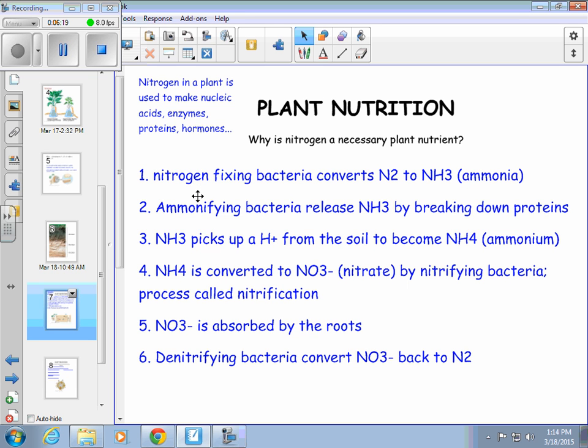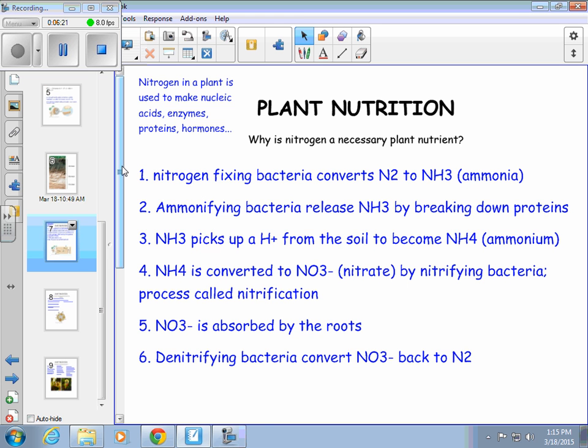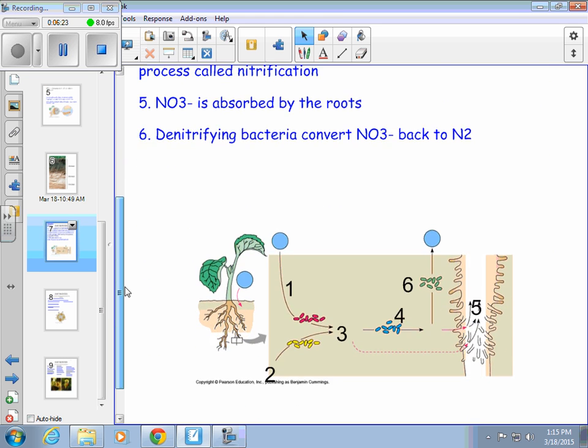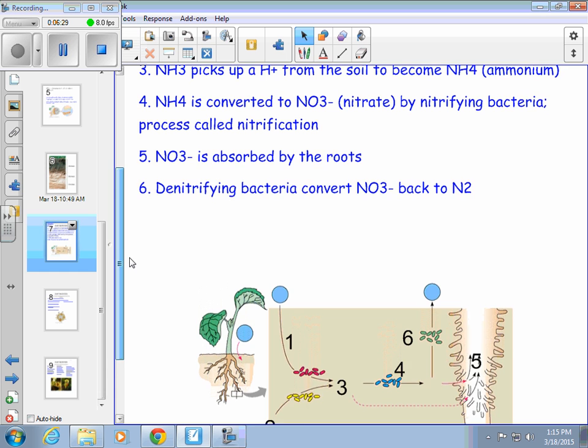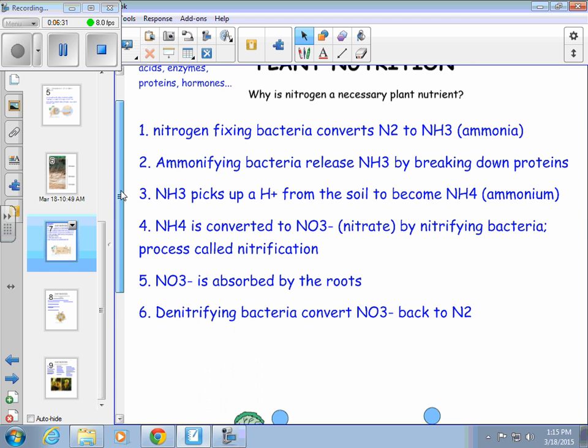The picture at the bottom of the page, I've gone through and numbered this, steps 1 through 6. So make sure you get the numbers on your diagram. And then the numbers go with 6 steps to this process. And this whole process in that picture is showing you the nitrogen cycle. It starts off with a type of bacteria that we call nitrogen-fixing bacteria.